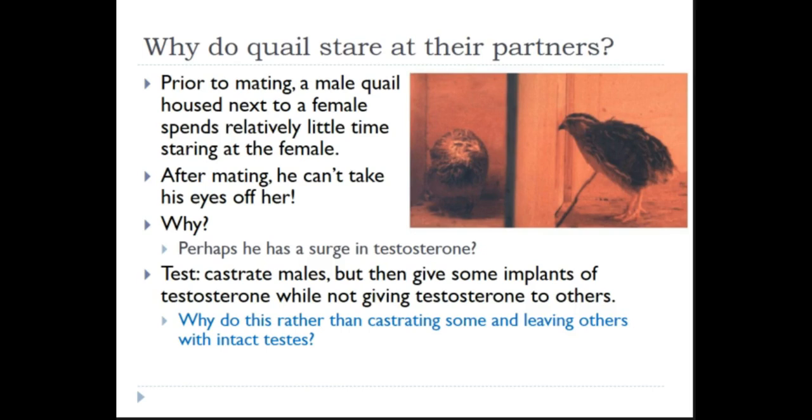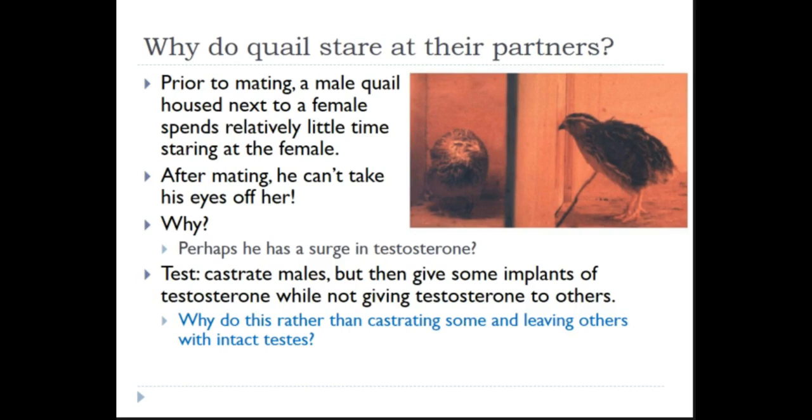I do want to ask, I think it's kind of an interesting system. Why do you do this instead of just castrating a few of them and leaving others with intact testes? Why would you castrate everyone? These poor things. Yeah, go ahead. Yeah, Alexander. Yeah, is that what you're going to say, Kristen?